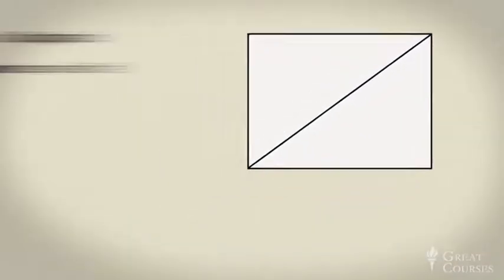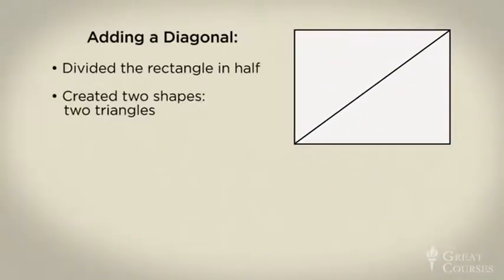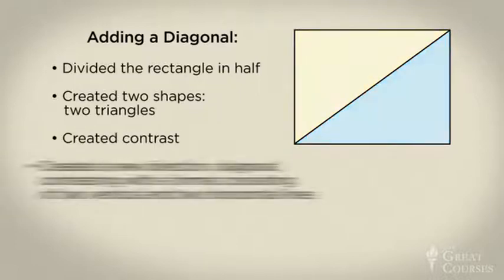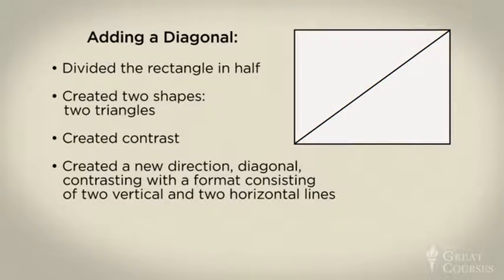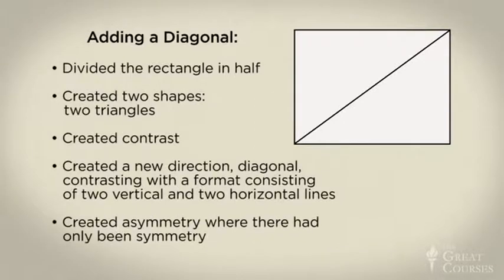Let's return to where we started today, to that single diagonal crossing the page. Even something this simple will reward our attention. By making that one line, I've actually accomplished quite a lot. I've divided my rectangle in half. I've created two shapes, two triangles. I've created contrast. I've created a new direction, diagonal. That contrasts with the format itself, which is made up of two vertical and two horizontal lines. I've created asymmetry where earlier there'd only been symmetry.